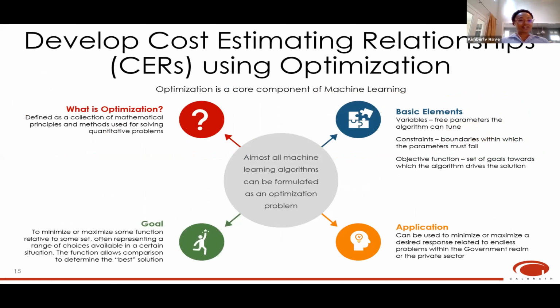Okay, so optimization. Optimization is a core component of machine learning since most algorithms can be formulated as an optimization problem. So you're going to have a goal, and it's either to minimize or maximize some function, which allows comparison to determine the best fit or an optimal solution. The basic elements that will need to be defined are the variables that can be adjusted by the algorithm as it computes, the constraints, which are the boundaries that the parameters must fall within, and the objective function.